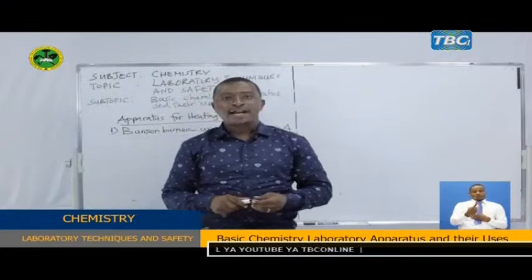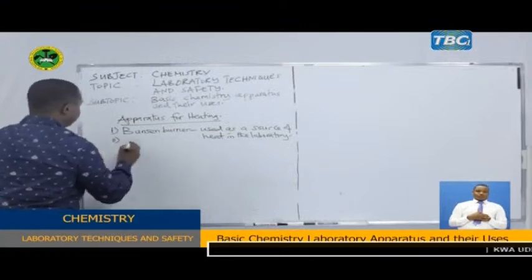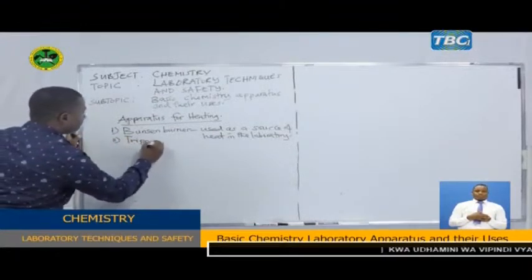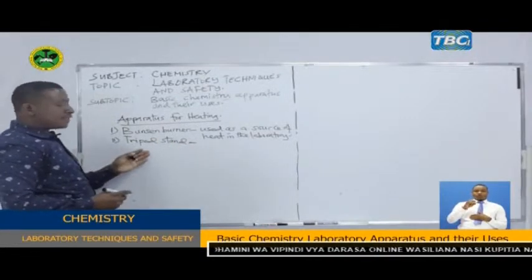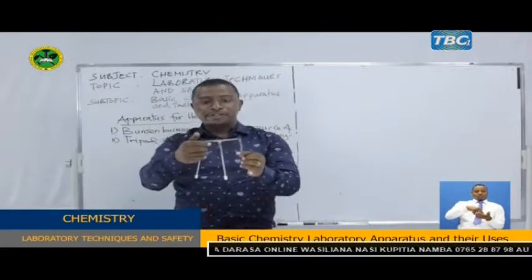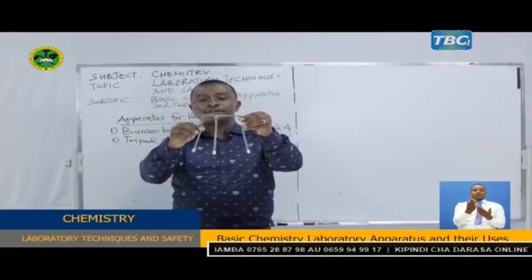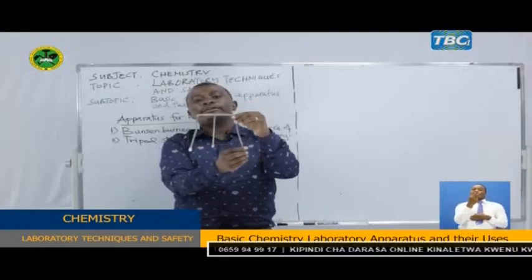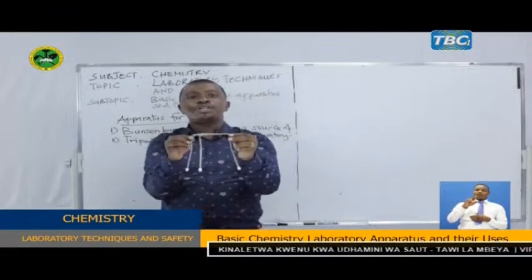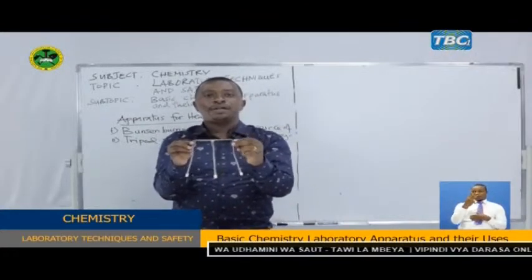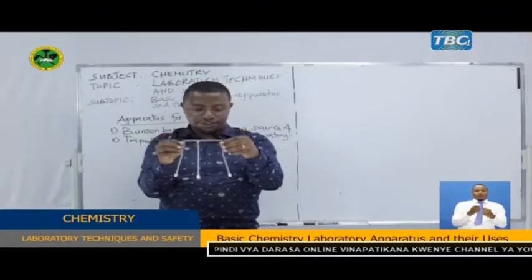Let us see another apparatus for heating. We have an apparatus known as a tripod stand. Tripod stand is this apparatus here. It is tripod because it has 3 supporting legs. This one, and the other one. So this is called a tripod stand. It is used to support containers during the process of heating.